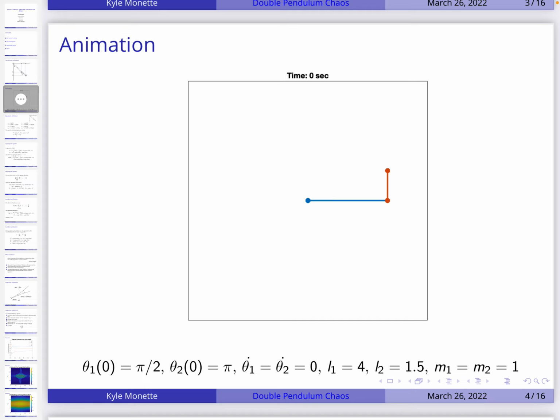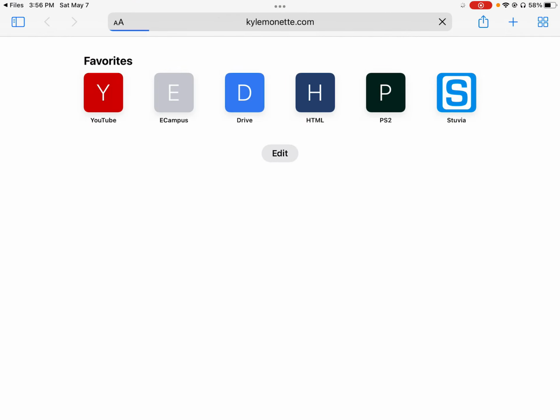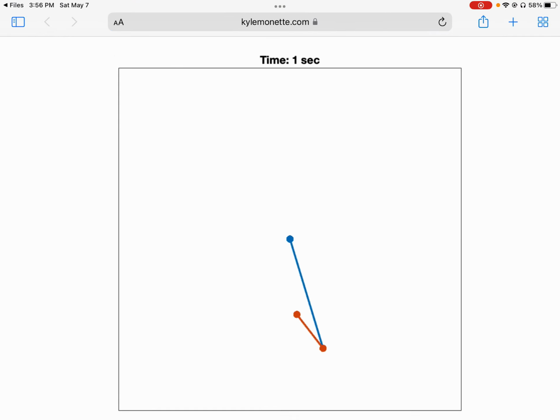I have an animation here. The parameters that were used are at the bottom. And this runs for about 20 seconds. As you can see, it's obviously not slowing down because there's no resistance. I mean, we know in reality that eventually it would stop.